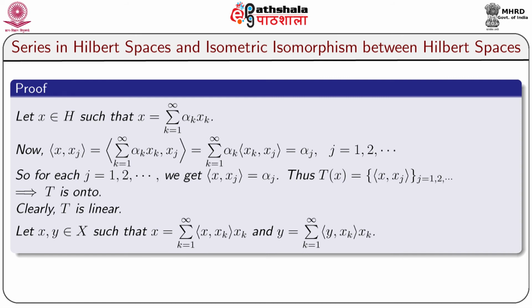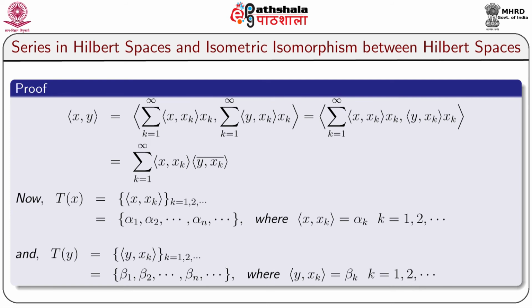Clearly, T is linear. Let x comma y belong to capital X such that x equal to sigma k equal to 1 to infinity inner product x comma xk times xk, and y equal to sigma k equal to 1 to infinity inner product y comma xk times xk. Now, let us take a calculation. Inner product x comma y equals inner product of sigma inner product x comma xk times xk comma sigma inner product y comma xk times xk, which is again equal to sigma k equal to 1 to infinity inner product x comma xk times the conjugate of inner product y comma xk.